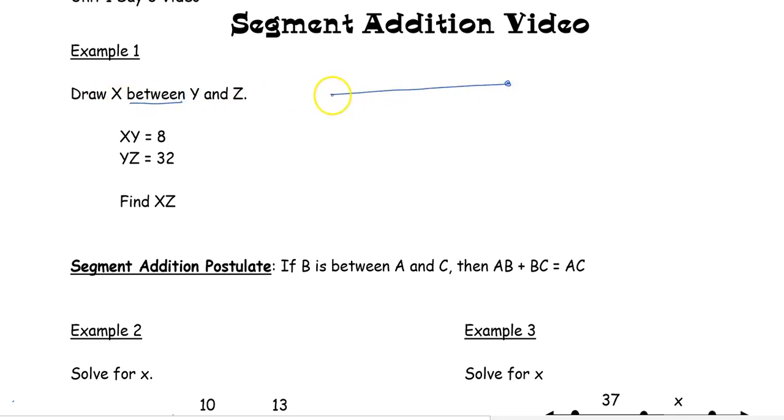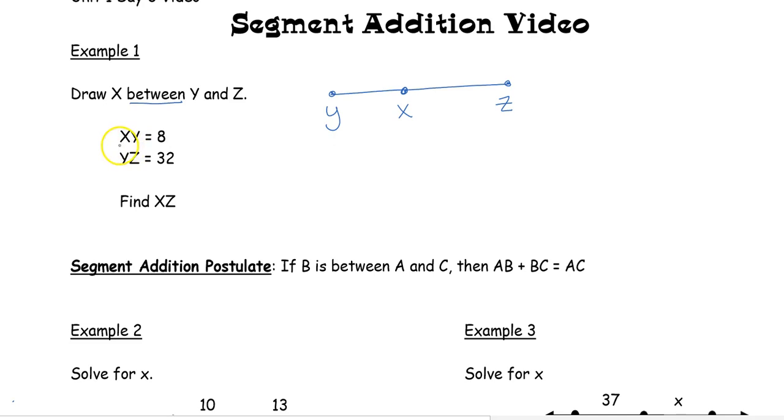We've got 2 points, Y and Z. And X is going to be somewhere in between those 2 points. It is important to note that between just means somewhere. It doesn't mean that it's going to be halfway exactly in the middle. It could be closer to Y, it could be closer to Z. It's just somewhere in between those 2 points.